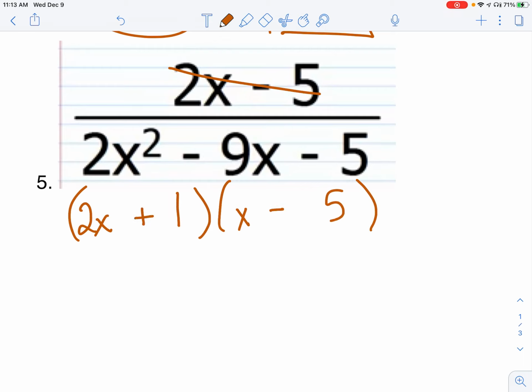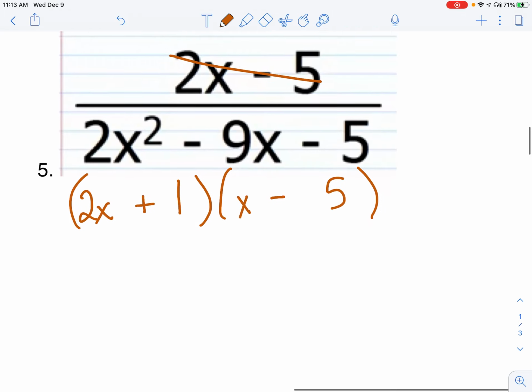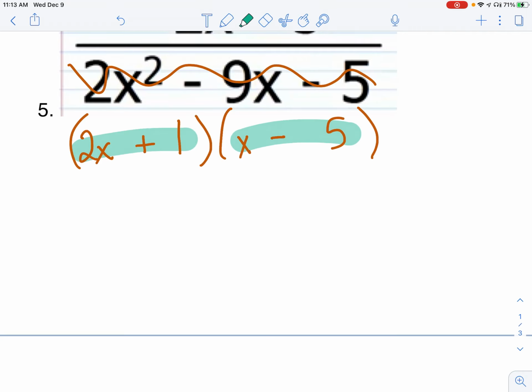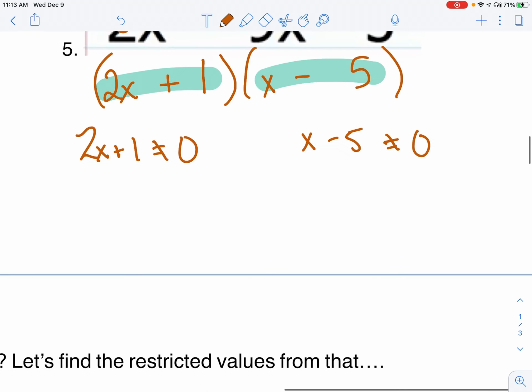If you pause the video and you're back, you should have gotten 2x plus 1 and x minus 5 when you factor that using box or grouping or guess and check, however you factor. So since this one did factor, I'm going to ignore this part now, and I'm going to focus on my two new items, so that factor and that factor. So I'll say 2x plus 1 is not allowed to be 0, and x minus 5 is not allowed to be 0. So we have to find the values of x that would cause them to be 0.